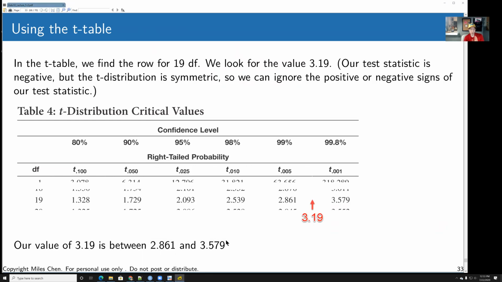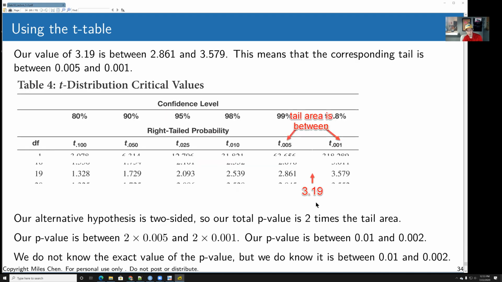But it's symmetric, so you can ignore the plus or minus signs. We're going to look for 3.19, and ask where it fits in this row of numbers. It fits in between 2.861 and 3.579. So our value of 3.19 fits in between here and here, and what that means is that the corresponding tail area is going to be between these two numbers, 0.005 and 0.001. Is that okay? My number is between here and here, which means the corresponding tail area is between there and there.